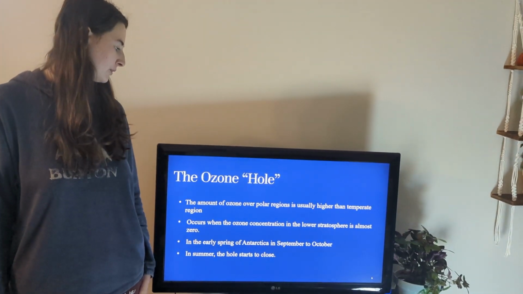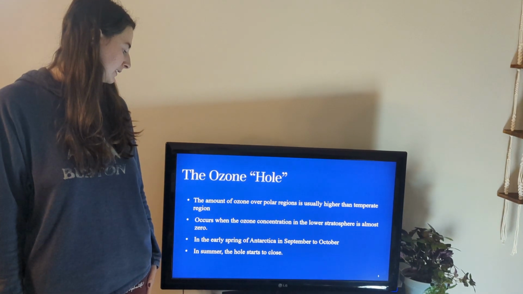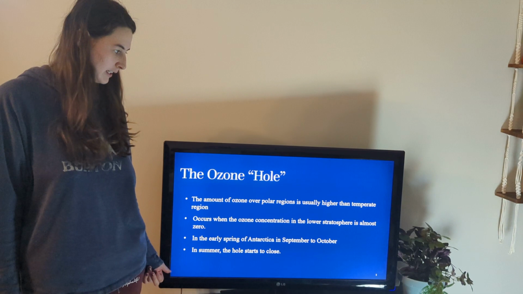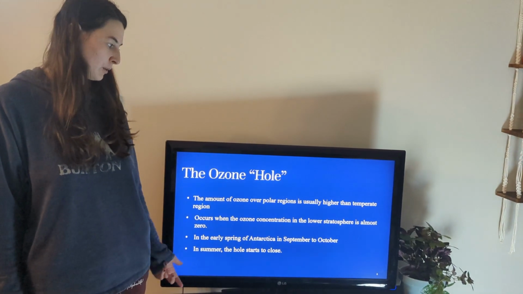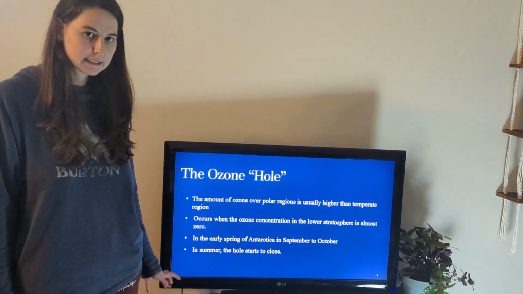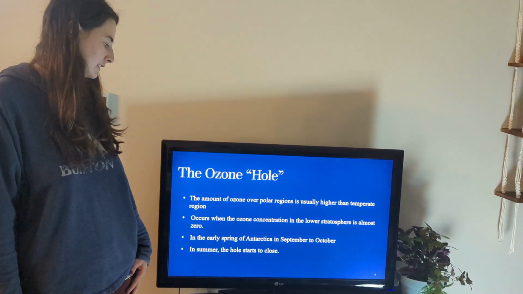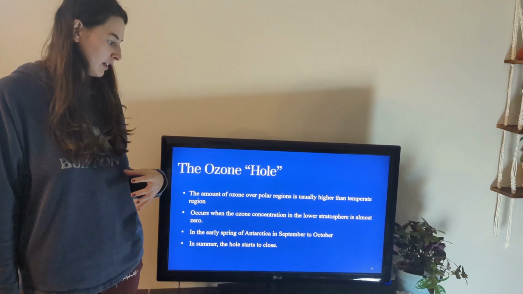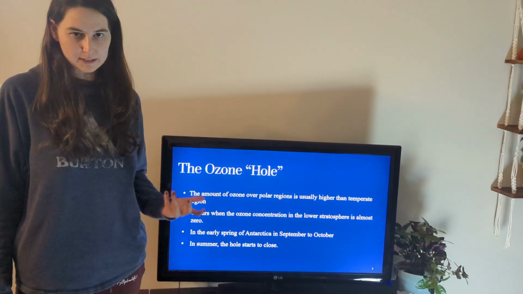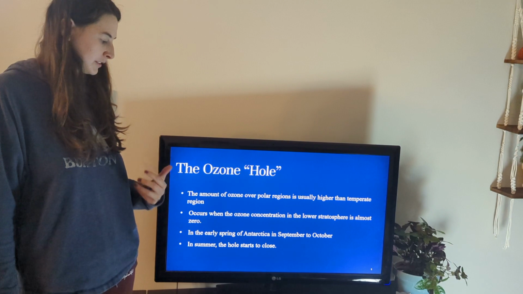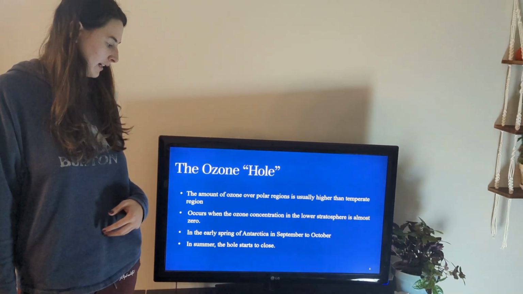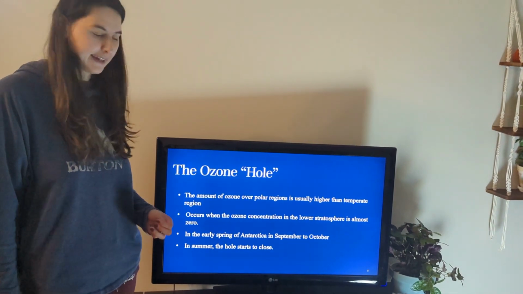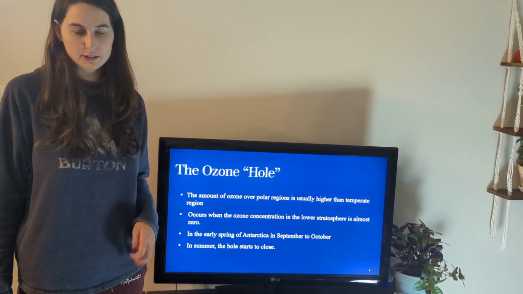So the ozone hole. The amount of ozone over polar regions is usually higher than in temperate regions. The ozone hole occurs when concentrations of the ozone are lower in the stratosphere and it's almost 0. And in the early spring of Antarctica, it occurs between September and October, and then in summer the ozone hole starts to close.